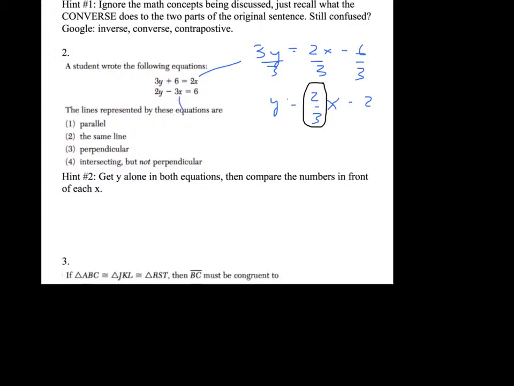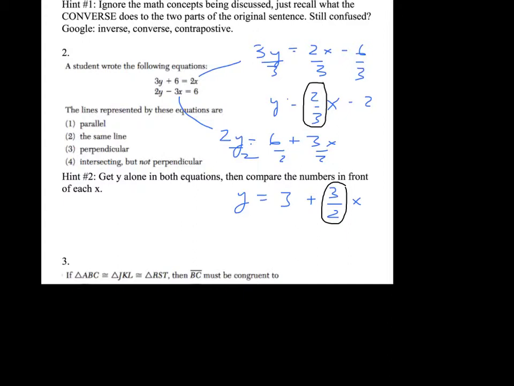This puts it in slope y-intercept form, and we can locate the slope for the first equation at 2/3. We want to find the slope of the second equation, so you want to get y by itself there as well. You could begin that by adding 3x to both sides and then dividing both sides by 2. This gets you y by itself, and remember, once the y is by itself with these linear equations, you can locate the slope. The slope is the number in front of the x.